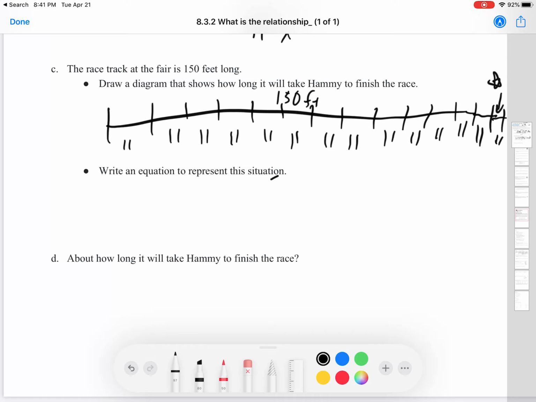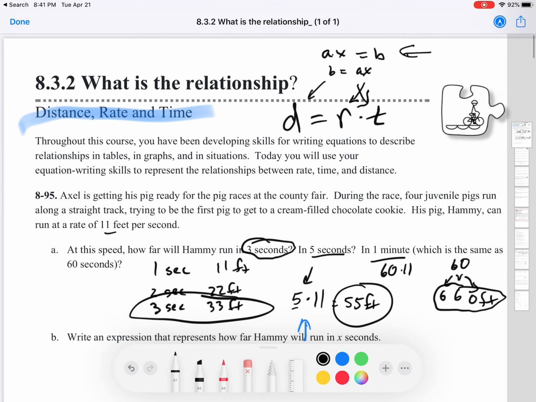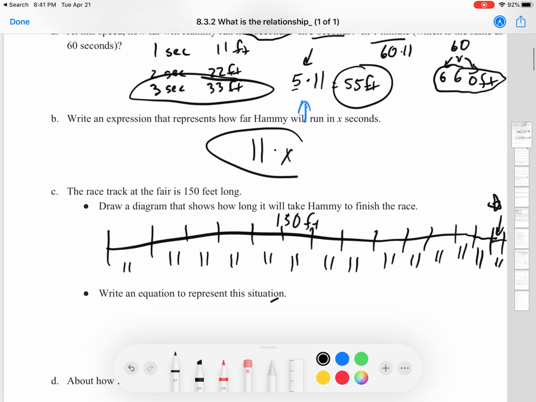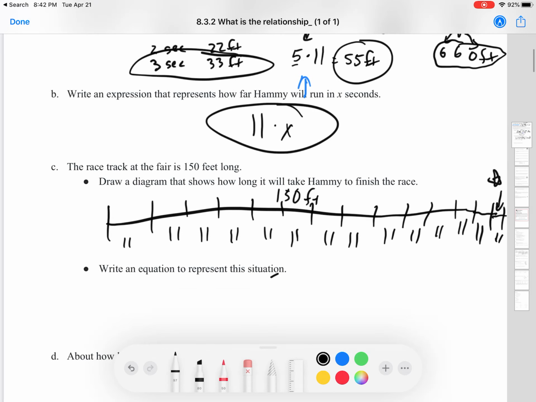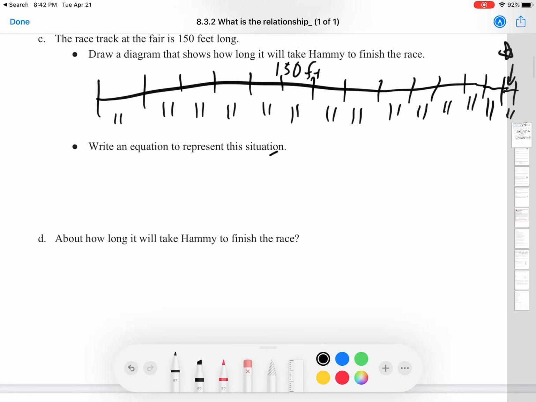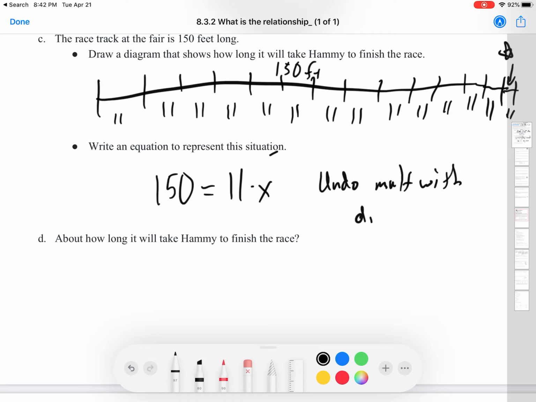So we're going to write an equation to represent this situation. Well, I already kind of gave you some of that stuff up here from the distance equals rate times time. And we already have our part of that right there. So we got our 11x. And what do we need that to do? We need that to represent 150 feet, right? So how long will it take to do that? Well, we need to undo multiplication with division.